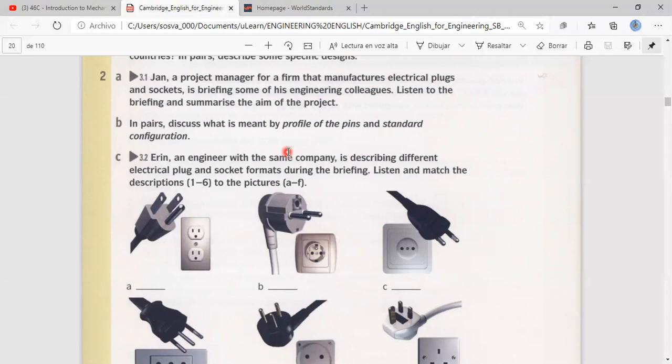Okay, thank you. What about you, Josue? The profile of the pins and standard configuration. The pins depend on the norms, the electrical norms in different countries. For example, for us it is the first one. I obviously prefer the first one, but if I select another one, we should change our actual plugs. I agree with the idea to unify it into a standard, but I prefer the first one or just one.